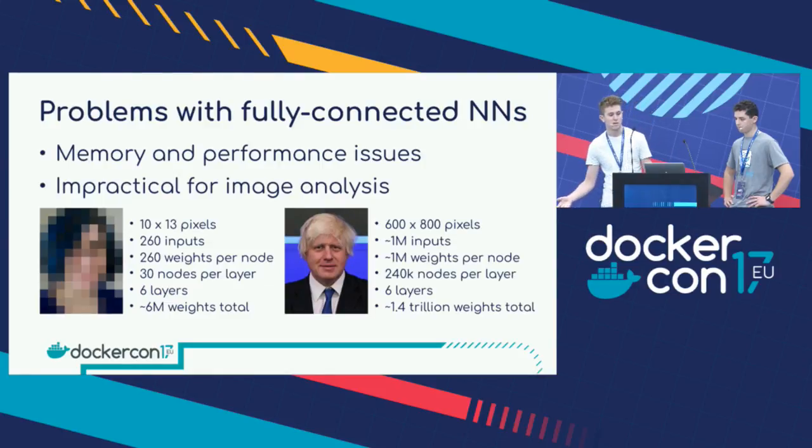For example, with a 10 by 13 image, if you have a standard fully connected neural network, you'll need to learn over 6 million parameters to just run that small image. If you then upscale that to a medium resolution 600 by 800 image, you need to learn over 1.4 trillion weights. This is obviously a problem because that amount of data can't be stored on one single computer, and so it's impractical for image analysis.